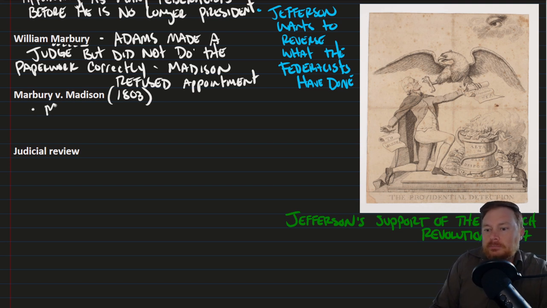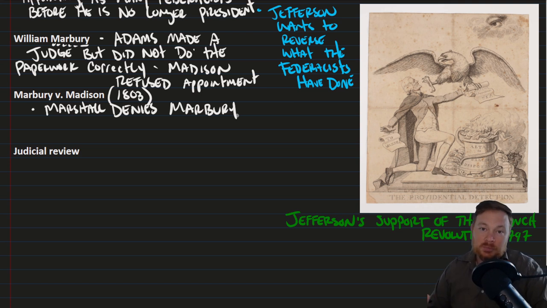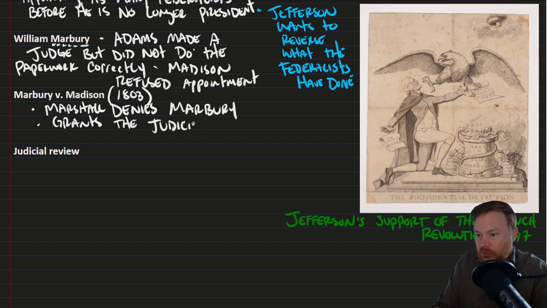Initially, Marshall denies Marbury. So in the short term, it actually looks like Jefferson and Madison win because they don't have this guy Marbury. He's not going to become a judge. But in this ruling, John Marshall does something else, and that is that he grants, maybe grants is not the right word, the judicial branch judicial review.